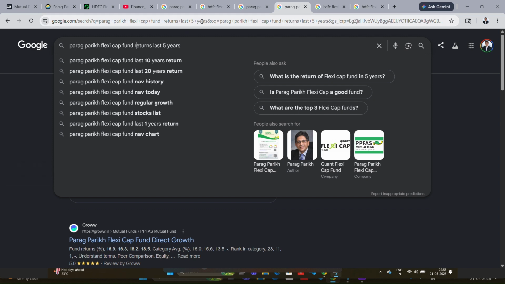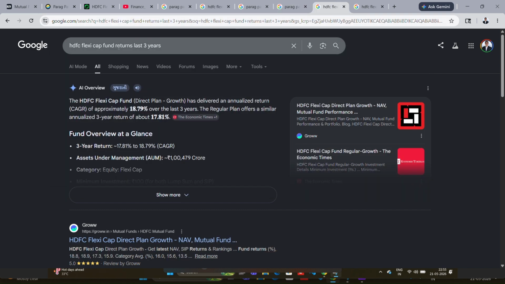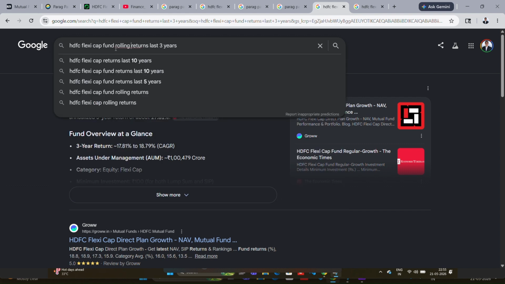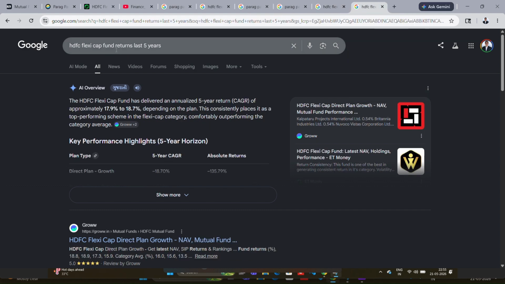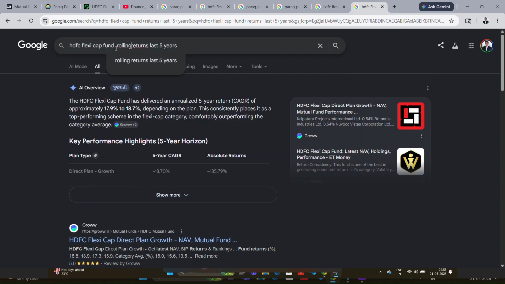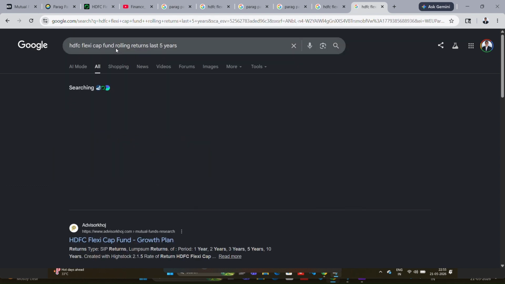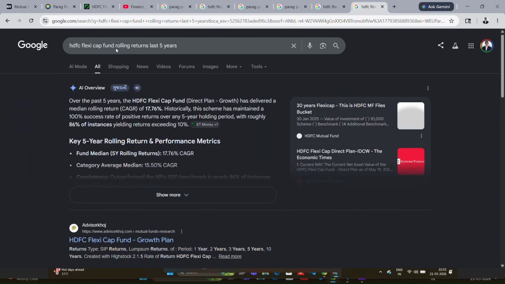Now let's see the rolling returns for the HDFC Flexi Cap also. It is 23 to 24 percent, and it's a huge difference. As we can see, there is a huge difference in both of these. So now let's see the 5-year rolling returns for both of them. The 5-year rolling return is 17.76 for one.